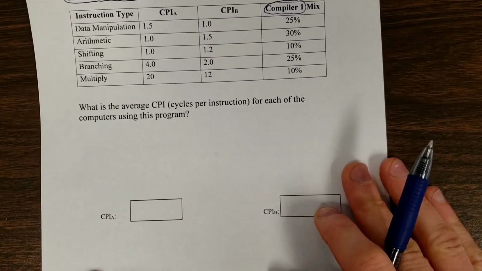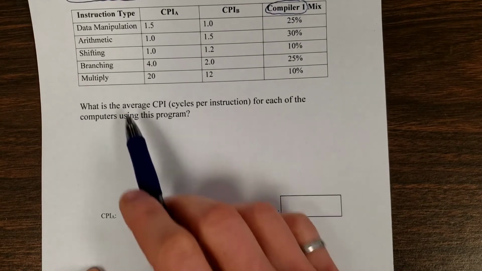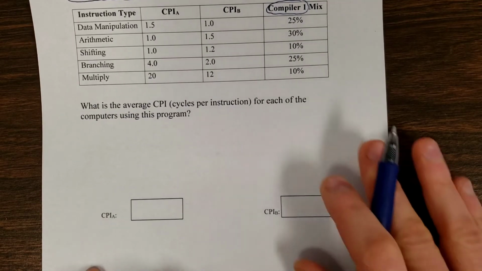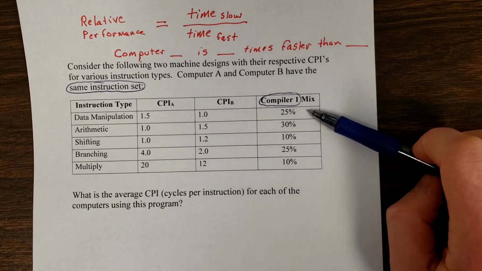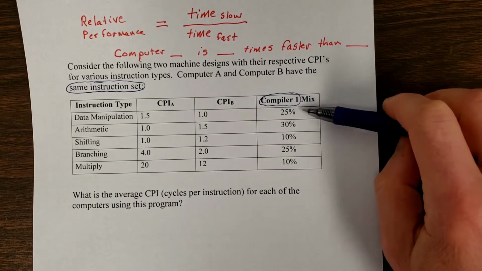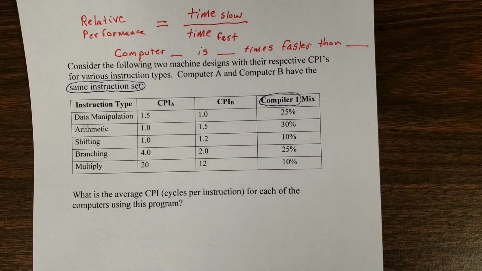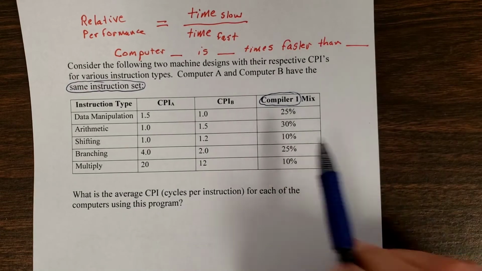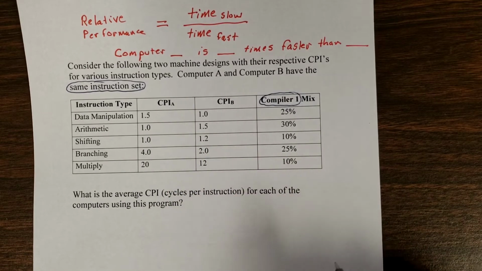And that's actually the very first part of this question: come up with the average CPI for A and B. Now that average CPI is going to be heavily dependent on what mix of instructions the compiler spits out. So in this particular case, we have these, but if we ran a different program or a different benchmark, we'd have a different mix, and therefore we'd have a different average CPI.